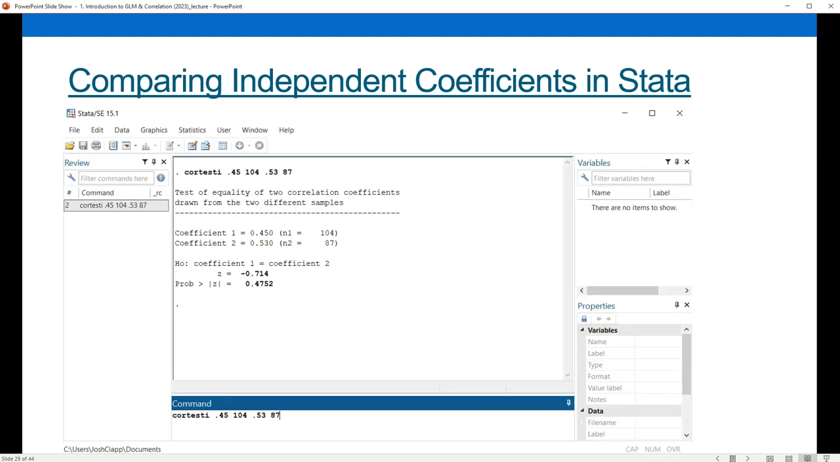This is not something that SPSS will do easily for you. Stata will, Johnny. If you wanted to use this, all you do is enter the command cortesty, and then enter your correlation 1, sample size, correlation 2, sample size. It's going to give you your Z statistic and your p-value, and you're good to go there.